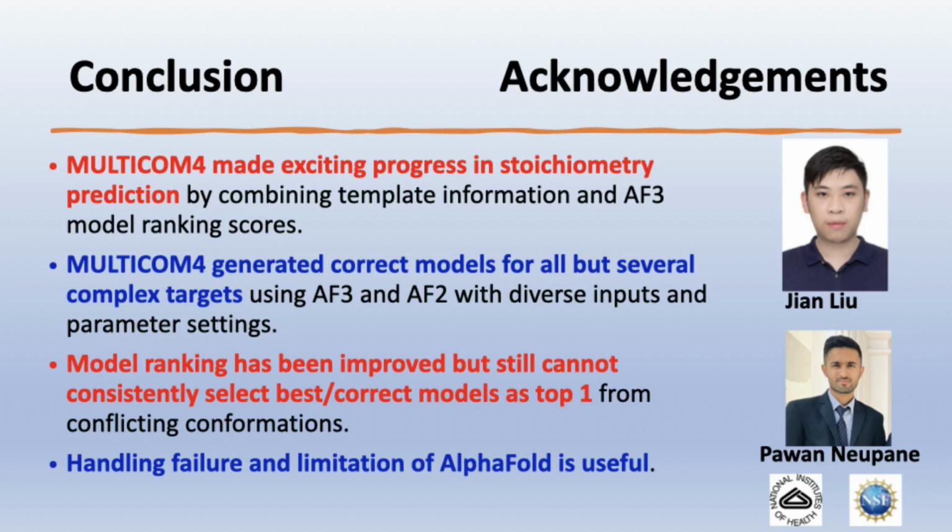And here is my conclusion. MULTICOM 4 made exciting progress in stoichiometry prediction by combining template information and AF3 model ranking score. MULTICOM 4 generated correct models for all but a few targets using both AlphaFold 3 and AlphaFold 2. Model ranking has been improved, but still cannot consistently select the best model as number 1. And handling the failures and limitations of AlphaFold 2 is very useful.